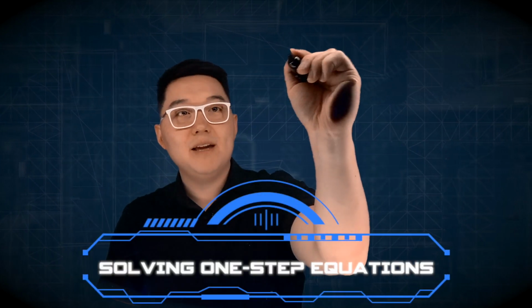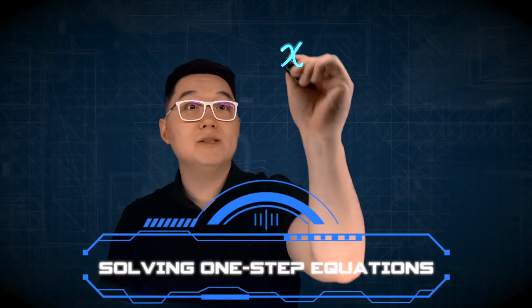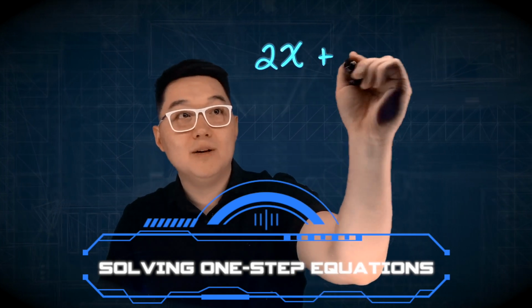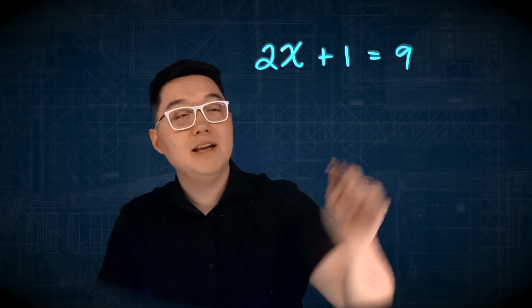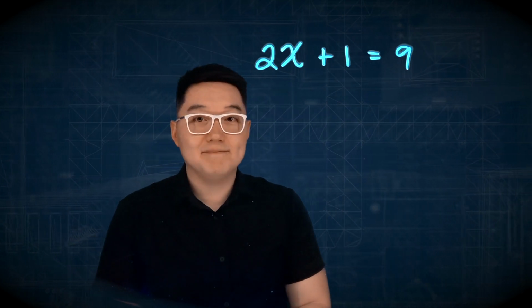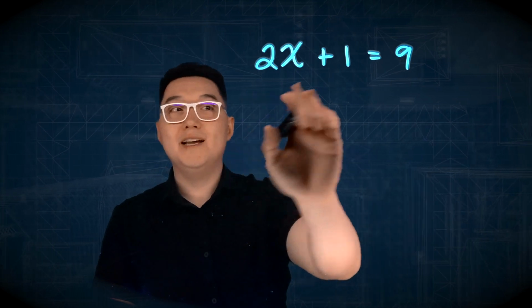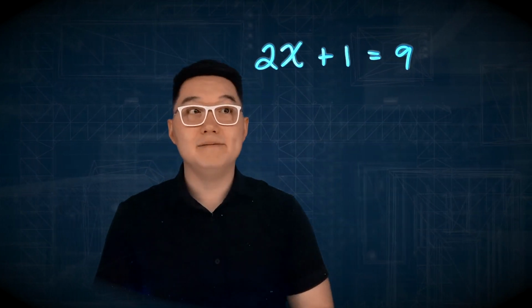Let's solve a two-step equation. Let's say we have a number x and we multiply that by 2. Whatever that is, we're going to add it to 1. The answer is going to equal 9. So what is x? What number multiplied by 2 then added 1 equals 9?